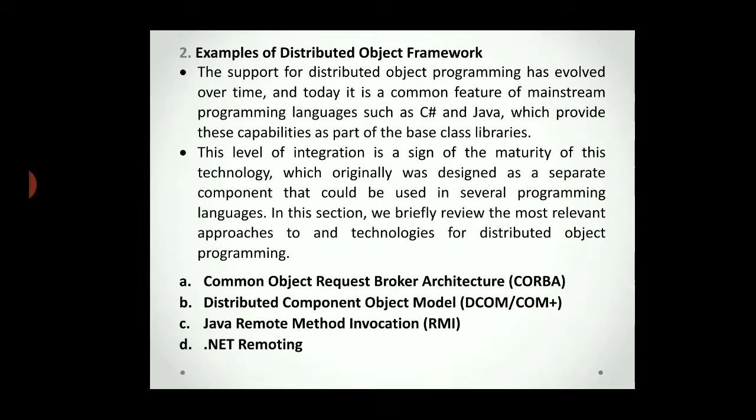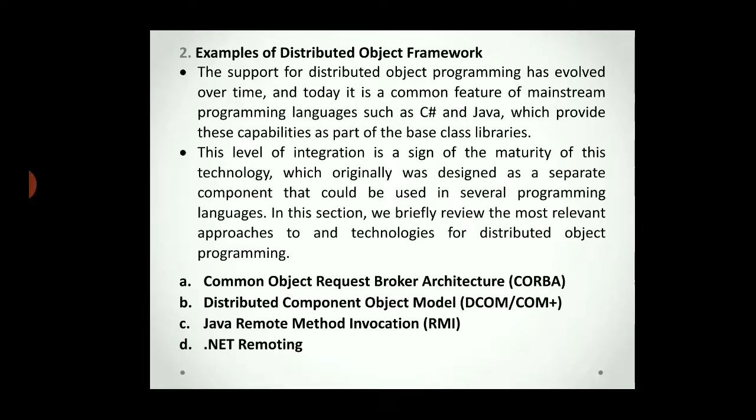Next, we have distributed object frameworks. The support for distributed object frameworks has evolved over time, and today it is a common feature of mainstream programming languages such as C# and Java, which provide these capabilities as part of their base libraries. This level of integration is a sign of maturity of the technology, which was originally designed as a separate component that could be used in several programming languages. Here we briefly review the most relevant approaches to the technologies for distributed object programming.